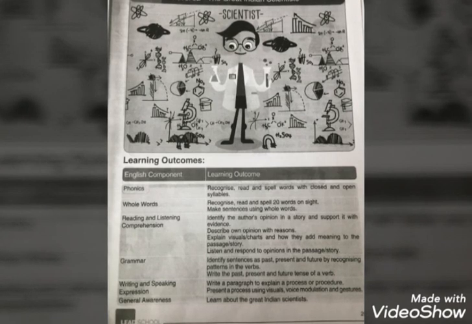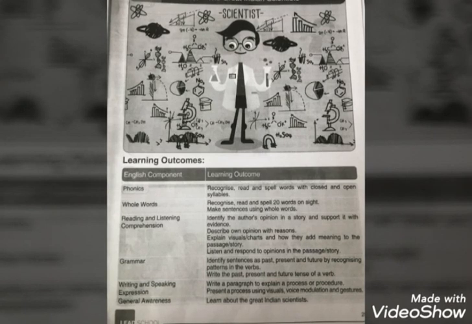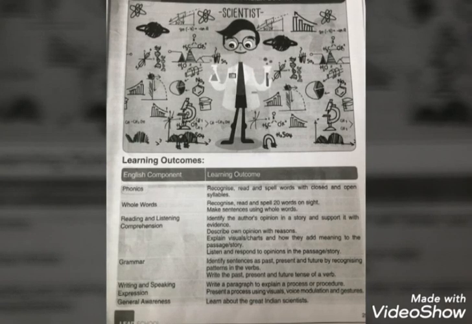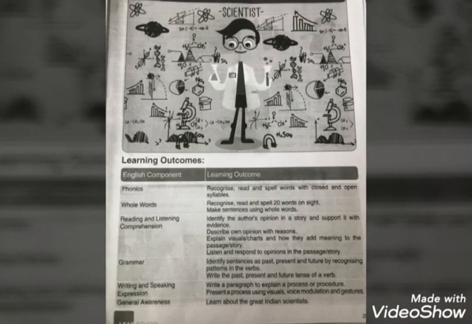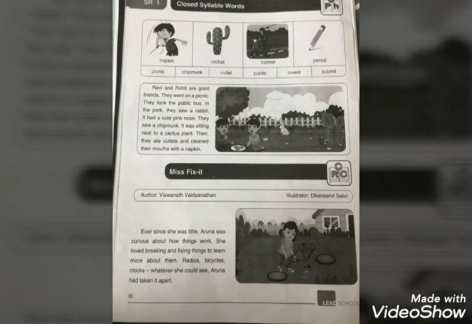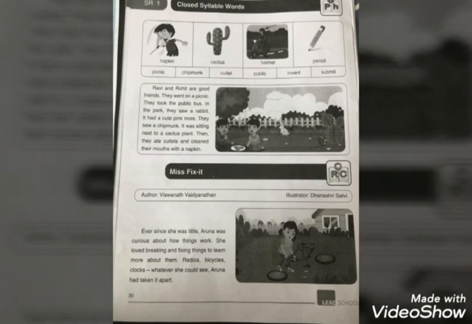We have 5 major components: phonics, whole words, reading and listening comprehension, grammar, and writing and speaking expressions, general awareness. We'll learn about the syllables. Closed syllable and open syllable words are given here. So let me explain what is an open syllable and what is a closed syllable.